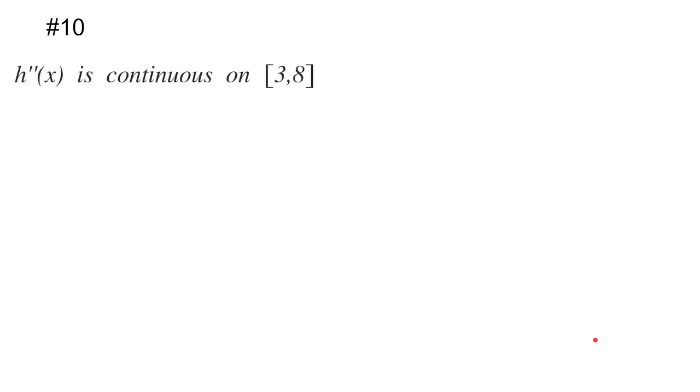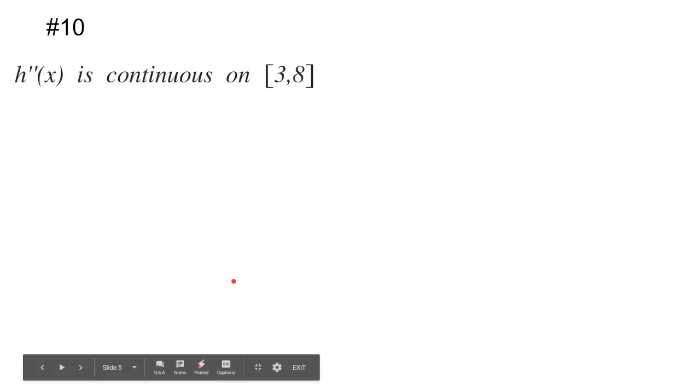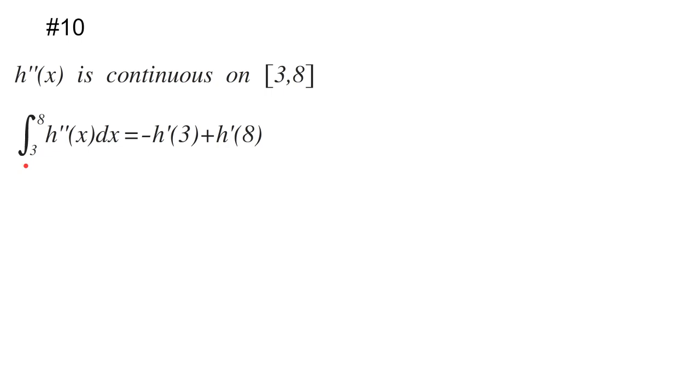Number 10 was a true or false question. We were given that h double prime of x is continuous on the closed interval 3 to 8, and we want to know if this statement is either true or false: that the integral from 3 to 8 of h double prime of x dx is equal to negative h prime of 3 plus h prime of 8.